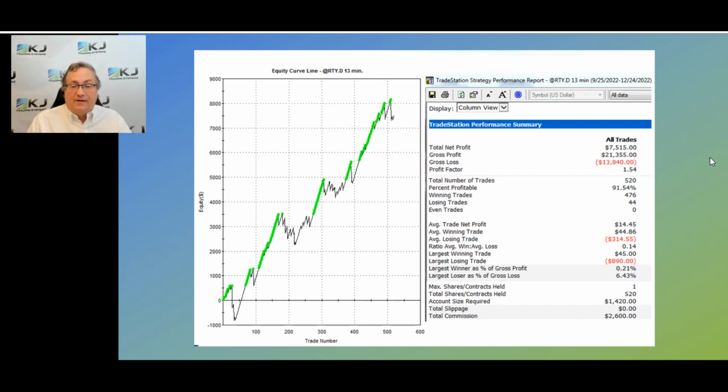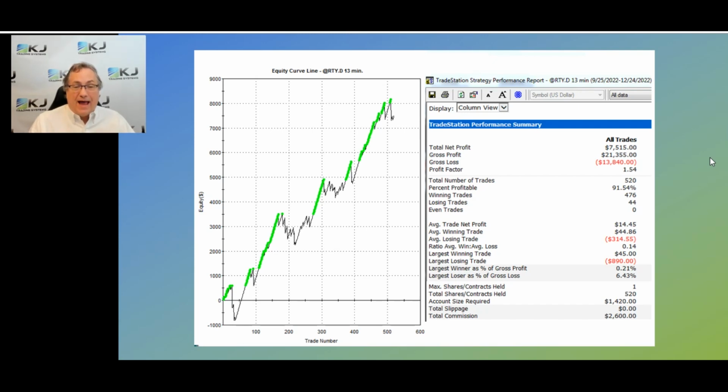Now, some of the things that I don't like about it, look towards the bottom. It says total slippage, 0. So this person's including commissions, but nothing for slippage. And if you go up about halfway, you see average trade net profit of $14. I'll tell you what, RTY slippage is going to take that profit completely away. So just seeing that, I know this strategy is not going to be profitable.